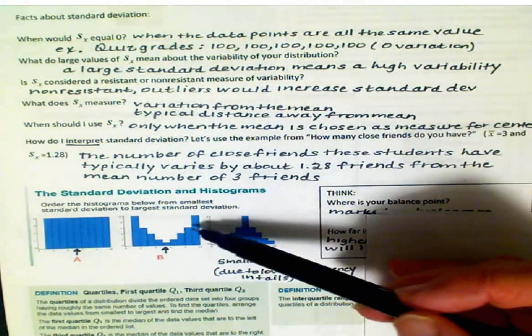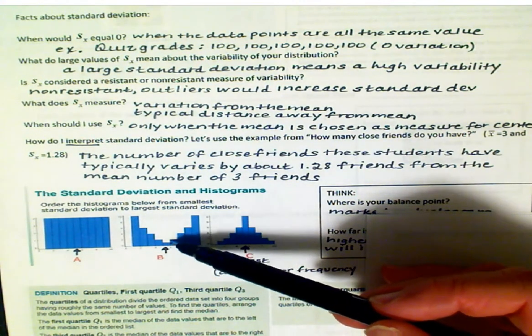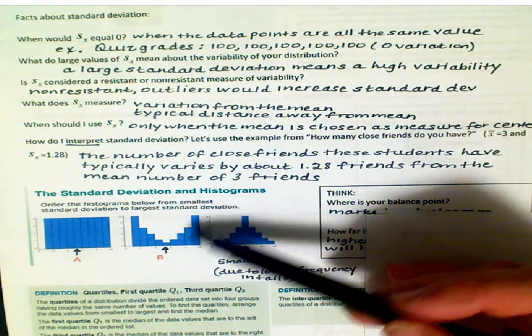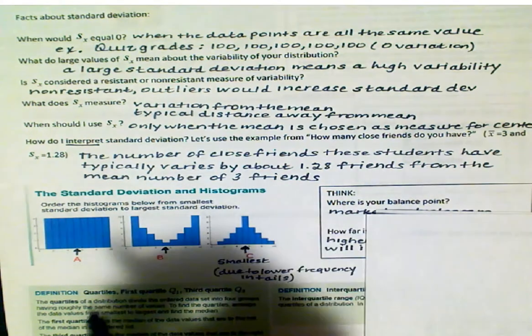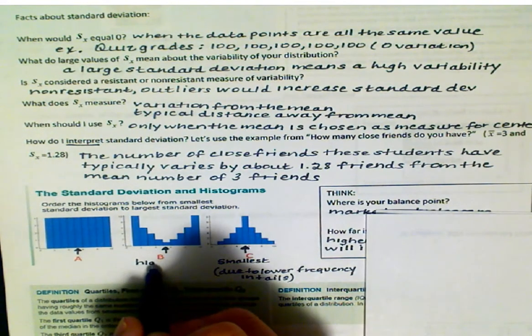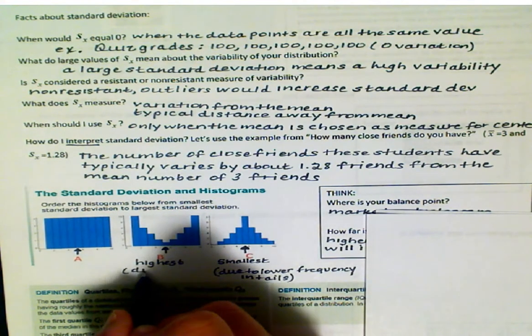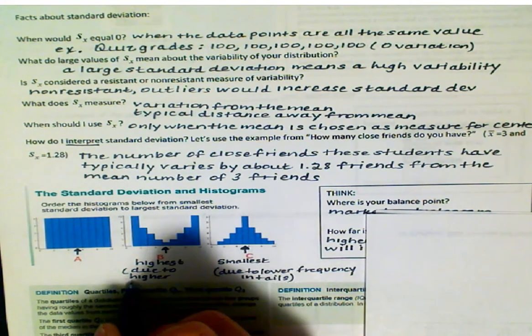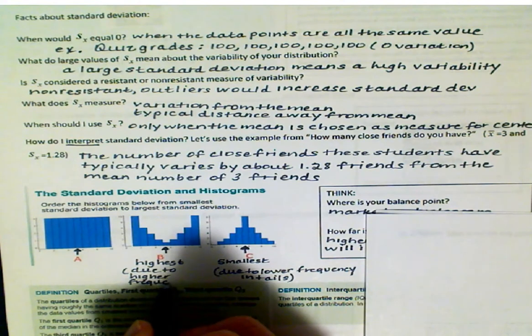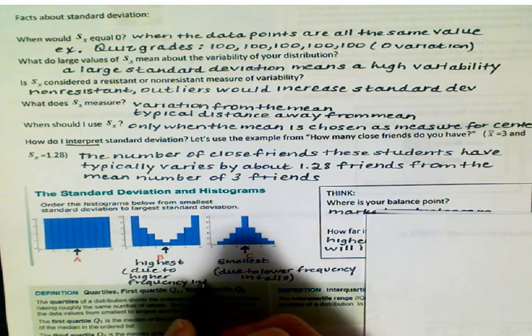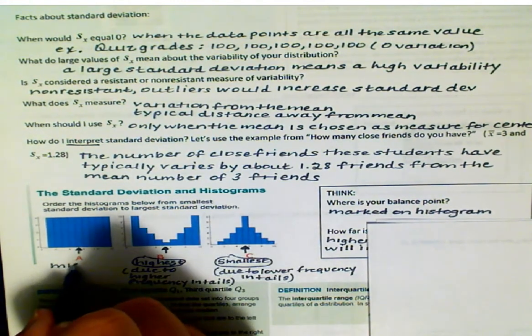Look at the frequency in these tails. So if this is the middle, the further you get, the more there are in each bar. So this one actually has the highest standard deviation, and it's due to higher frequency in the tails. So you've got the smallest, the highest, and then this one would be in the middle.